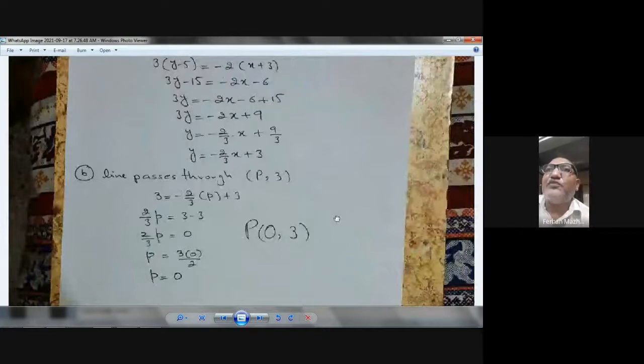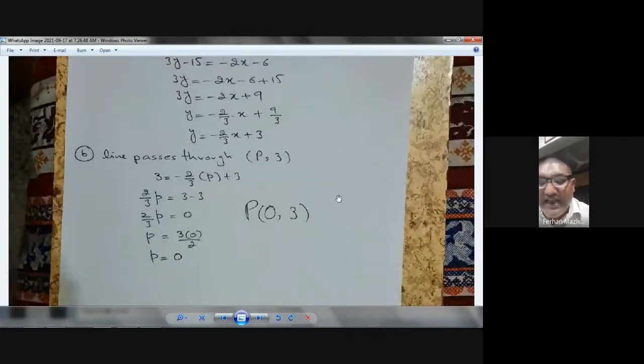Okay, so the next part of question number 10. Its B part says that the line in the first part also passes through the point P comma 3. Find the value of P. So this line, whose equation we just found, is passing through this point P comma 3. So it means this point will satisfy this equation. So in this equation, in the place of x, I will put p, and in the place of y, I will put 3.